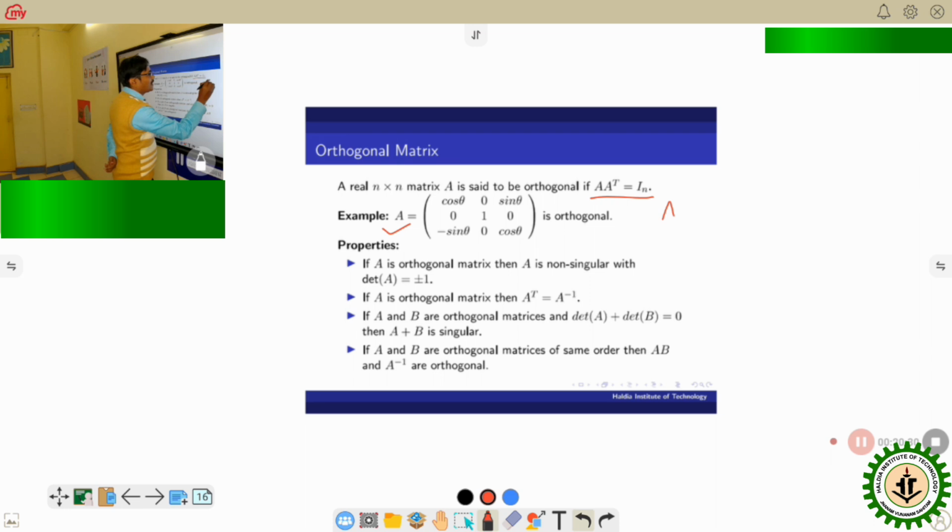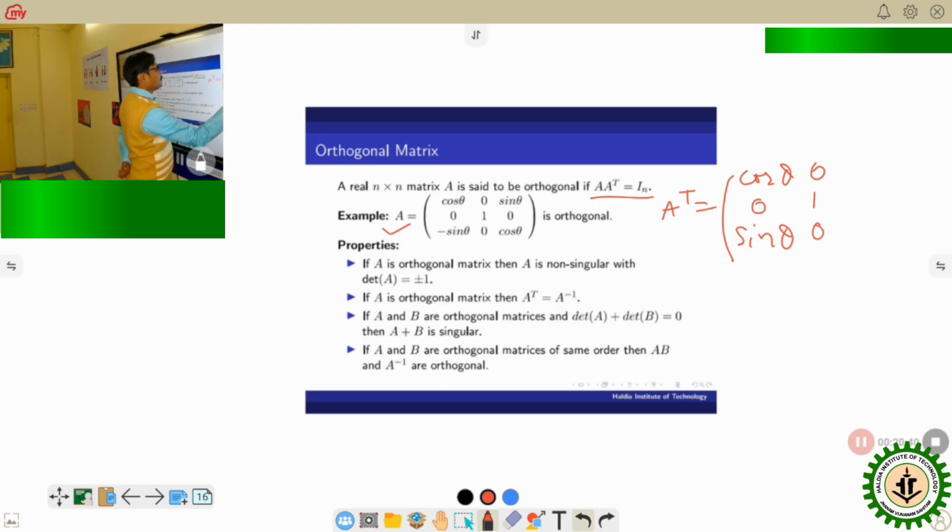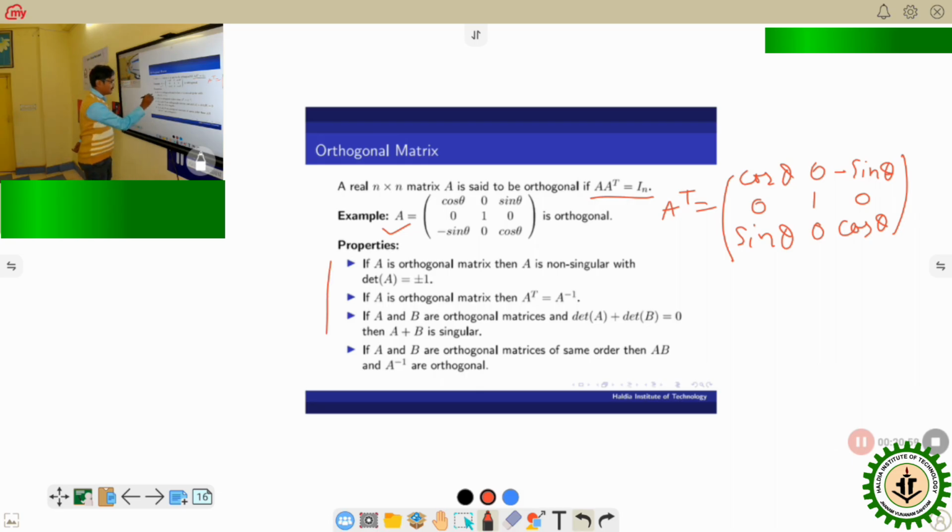So first find A transpose, that is equal to cos theta 0 sin theta, 0 1 0, minus sin theta 0 cos theta. So this is A transpose. Next, just multiply A into A transpose. If you get A A transpose equals I_n, then you say this matrix is orthogonal. And these are the properties of orthogonal matrices.